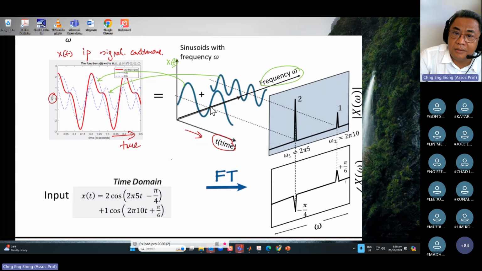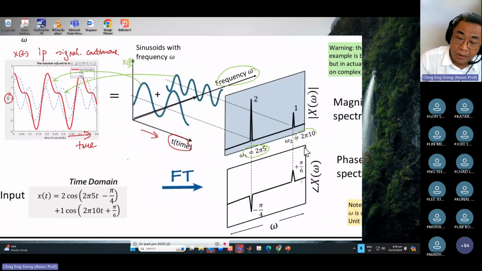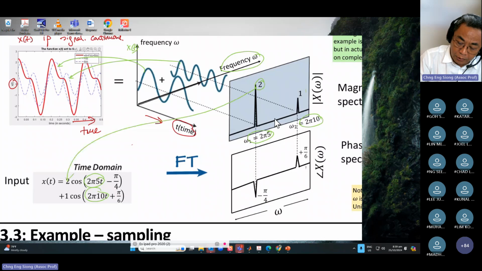And along this axis, I can mark the frequency. One of them is 2 pi 5, the other one is 2 pi 10, exactly as here at the bottom, 2 pi 5, 2 pi 10. And I want to capture the information very succinctly. You realize that in the red line, when it's decomposed, there are only two components, one at 2 pi 5, one at 2 pi 10, with the amplitude of 2 and the amplitude of 1.